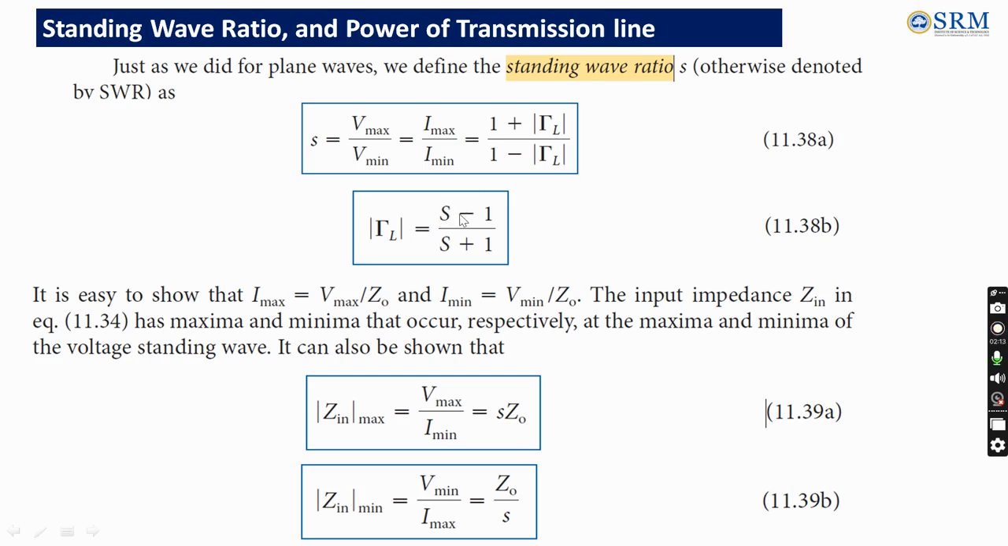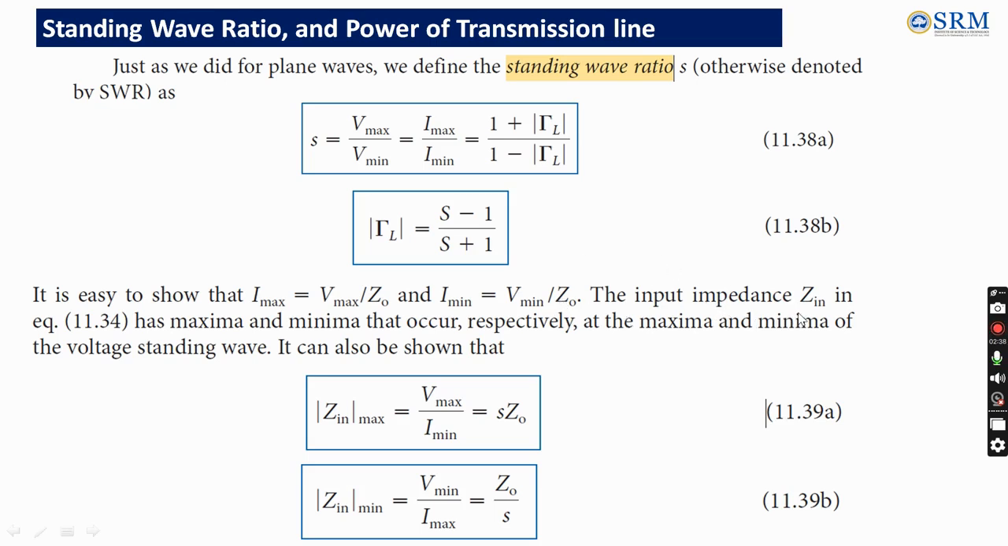Suppose I was given the VSWR and I want to find the magnitude of the reflection coefficient. It is going to be (VSWR minus 1) divided by (VSWR plus 1), that is (S minus 1) divided by (S plus 1). Here I can define I max as V max by Z naught and I min as V min by Z naught. We know that V equals IR in the relation.